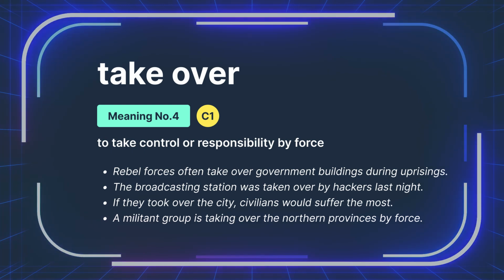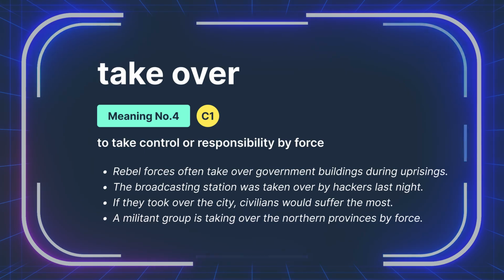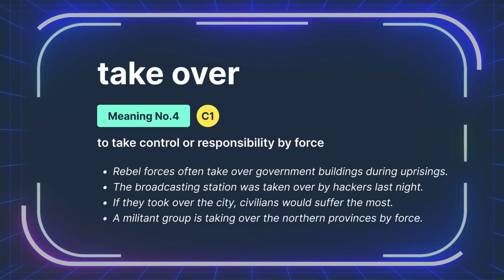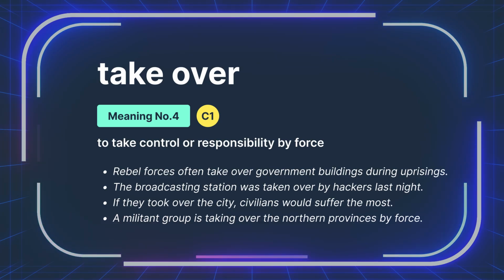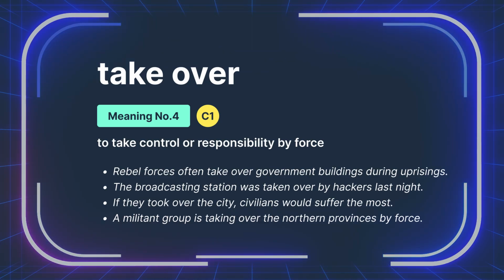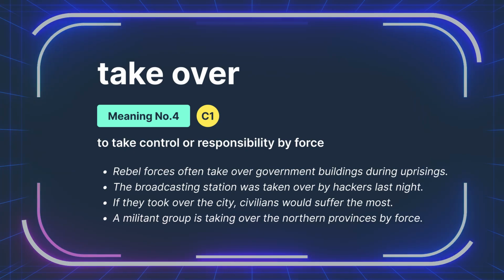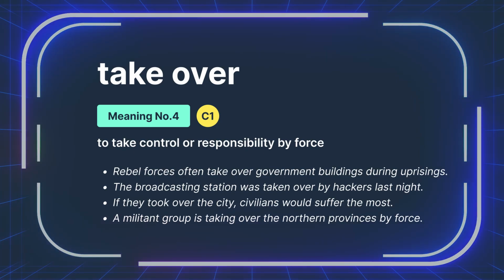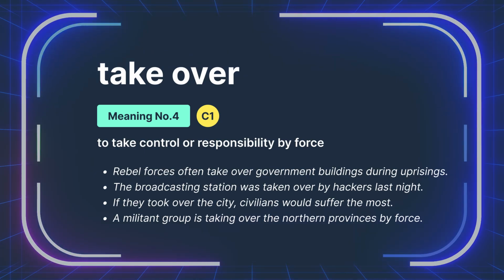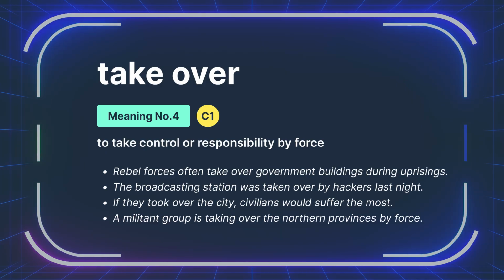If I'm reading a headline focused on the attackers, it might stick to the active: Rebel forces often take over government buildings during uprisings. Correct. Active voice puts the rebels front and center, but if the news wants to highlight the vulnerability, the involuntary nature of it, then they flip it. The nation's key broadcasting station was taken over by hackers last night. Using the passive instantly communicates aggression, not cooperation. It really sets the tone for high-stakes political stuff.